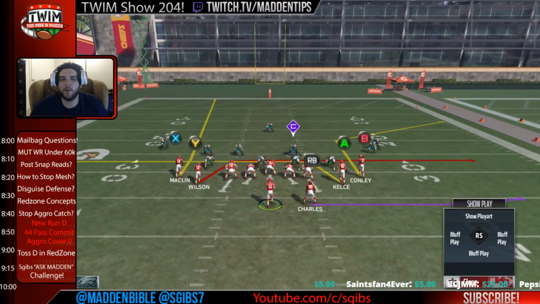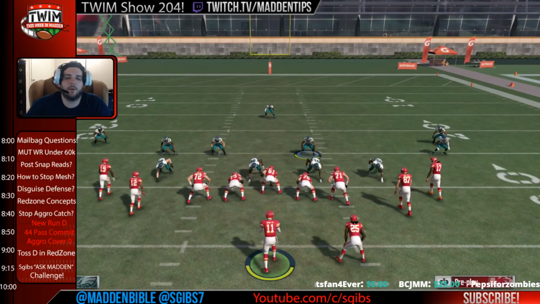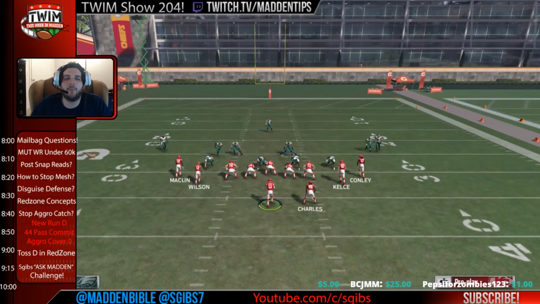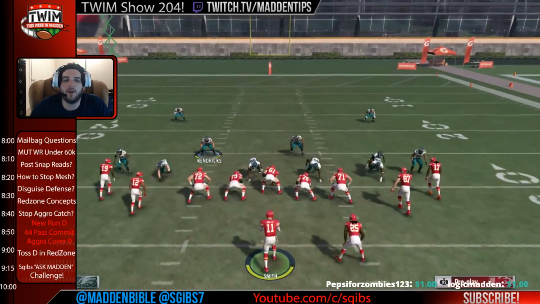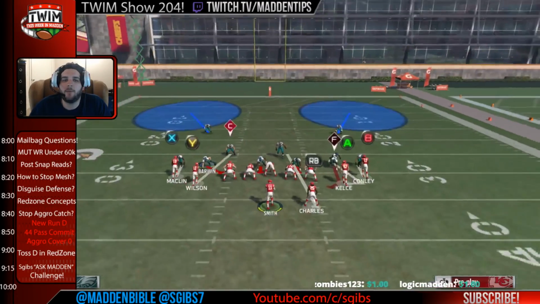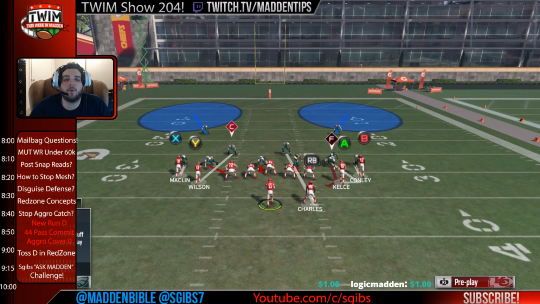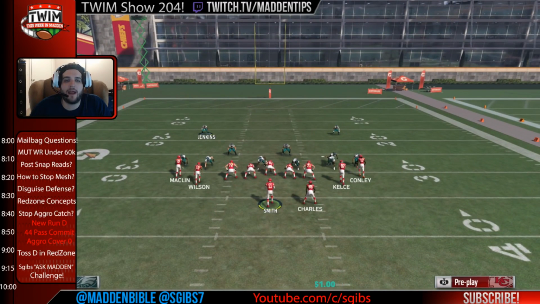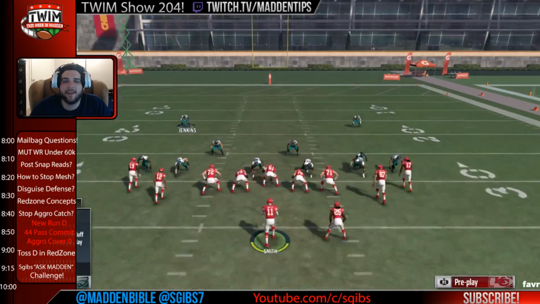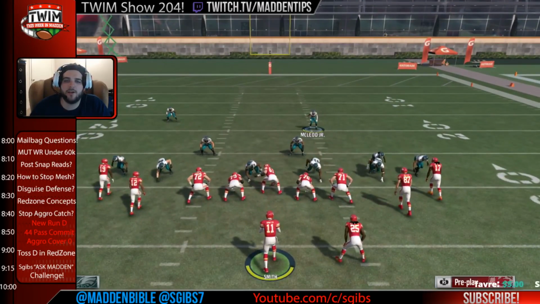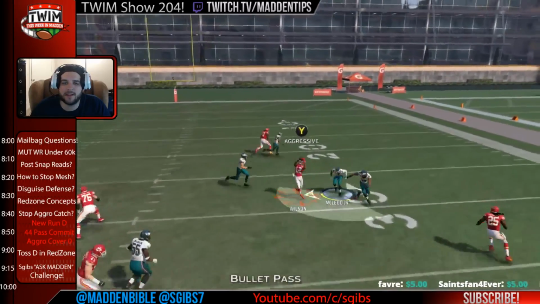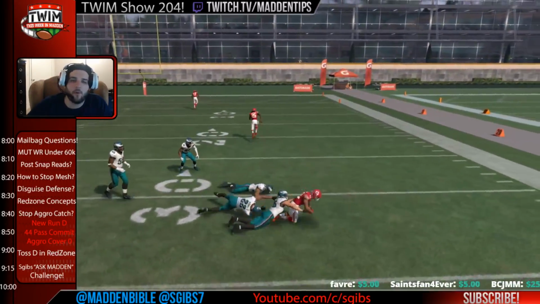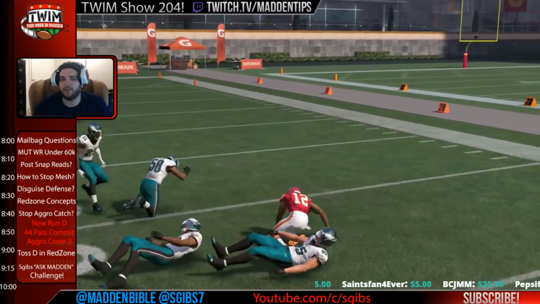So what are some things you could do? We talked a little bit about this on last week's show, but man-to-man is usually a really good starting point to defend a mesh. My recommendation would be to play man-to-man, drop one of your linebackers into a flat, and then you aggressively play underneath and take away the other flat. So over here, I'm just going to sit over there, and I'm going to wait for the other route to come to me.